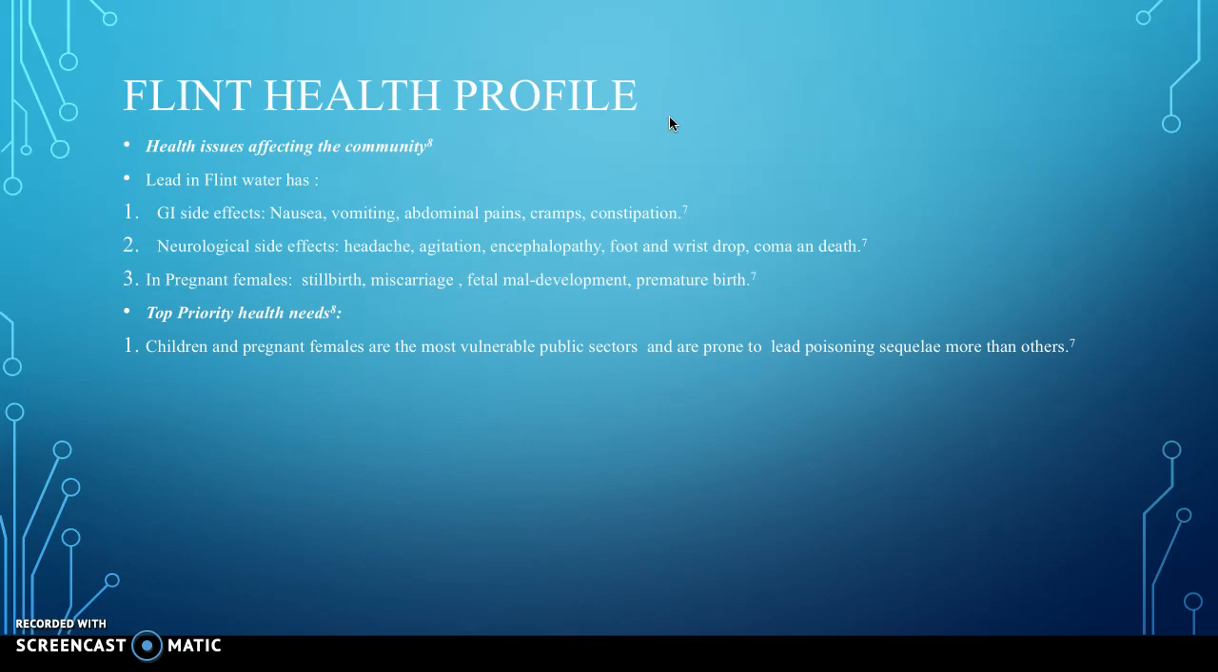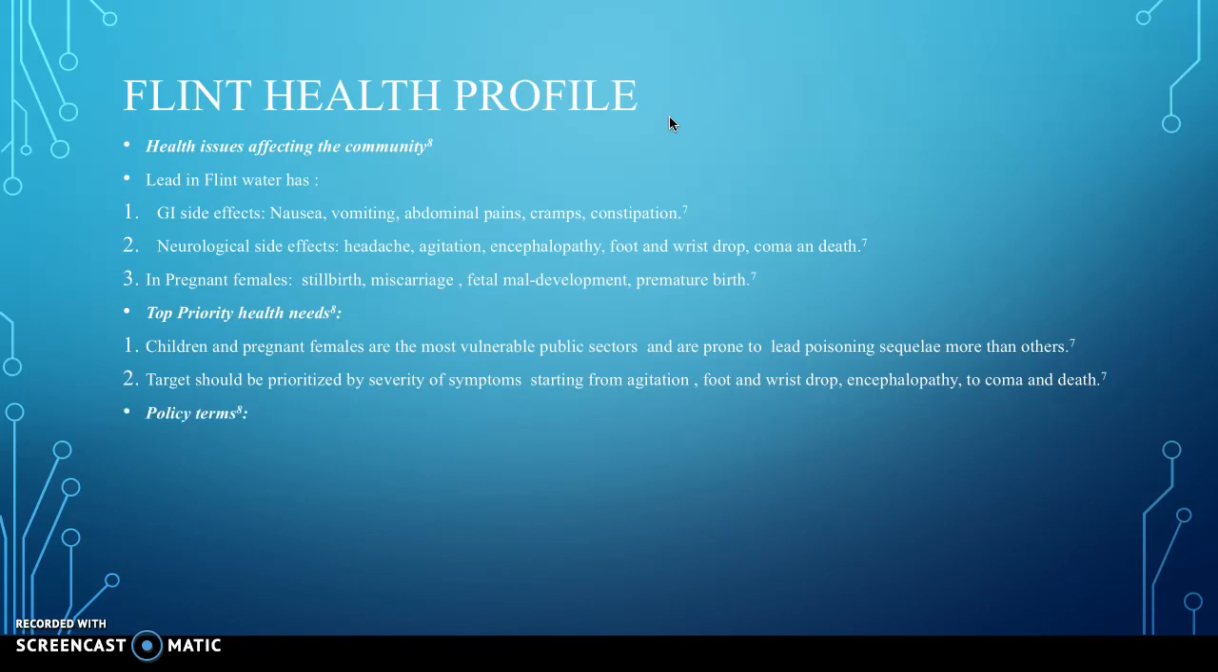What are the top priority health needs? Children and pregnant females are the most vulnerable, so we take more care of those two categories of the community. Targets should be prioritized by severity too, other than age groups and populations. Severity of symptoms goes from agitation, foot and wrist drop, and encephalopathy to coma and death. So as symptoms get more and more severe, we should take care accordingly.